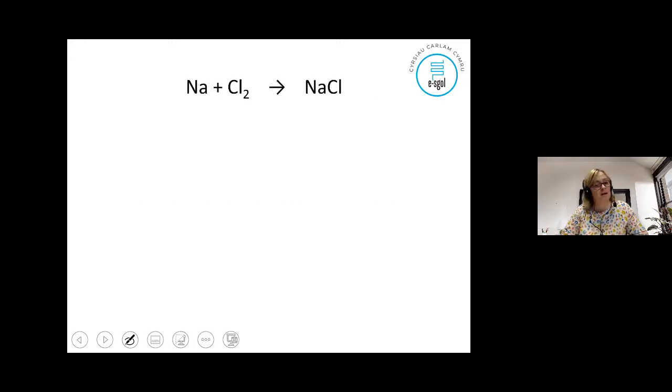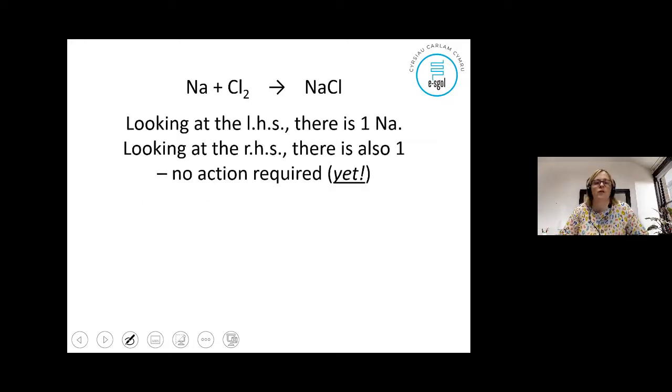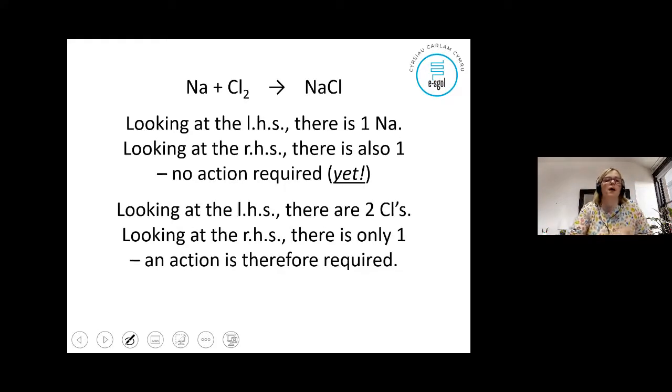So in this case, as I outlined, you got 1 and 1 of the sodiums, but we had an issue with the chlorines that had too many on the left compared to the right. So you can see there's 1 Na on the right hand side. Oh, sorry, sodium is fine. So Na on both sides, but look at the left hand side, you've got 2 chlorines here, but only 1 there. So that's causing us to have an issue. So an action is therefore required.